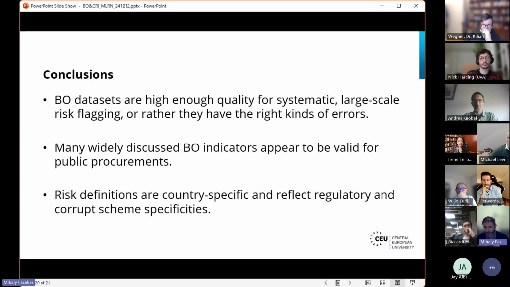And then finally, risk definitions are country specific, so we do need some tailoring of these indicators. What's the outlier number of companies on the BO name or age in a particular country? These reflect country specific distributions, like the age distribution of BOs is different by country, but also regulatory differences. And we could suspect that some of the underlying corruption technologies might also be different by country.